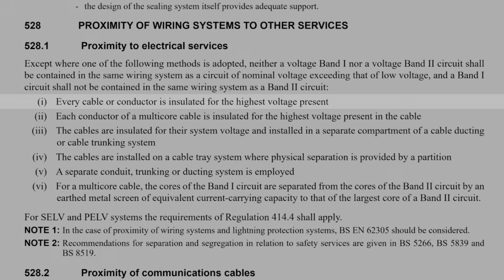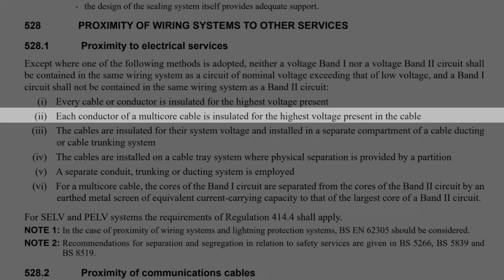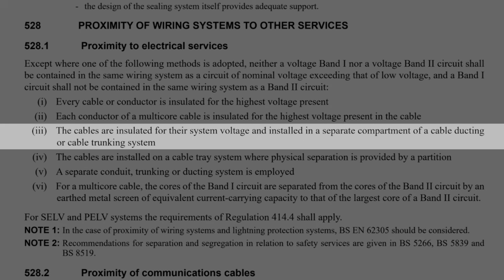1. Every cable or conductor is insulated for the highest voltage present. 2. Each conductor of a multi-core cable is insulated for the highest voltage present in the cable. We will be coming back to this one a bit later on. 3. The cables are insulated for their system voltage and installed in a separate compartment of a cable ducting or cable system. So that explains the dado trunking.